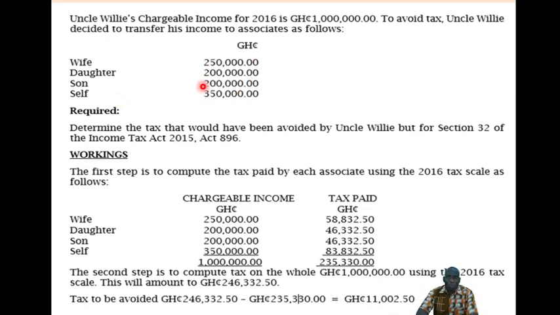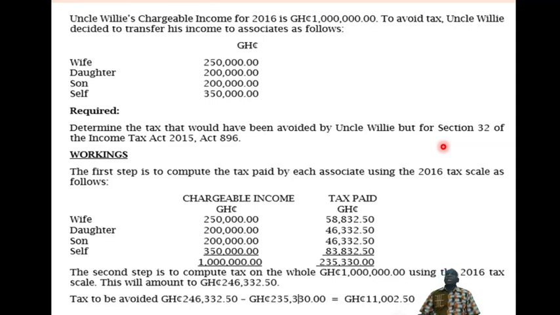So when you look at this income, when you put it together, it's the same 1 million here. But what has he done? He has split the 1 million among the associates. That is the wife, the daughter, the son, and then himself. Now required, determine the tax that would have been avoided by Uncle Willie, but for Section 32 of the Income Tax Act of 2015. So now, if you don't know what is in Section 32, how will you know that this is talking about income splitting?